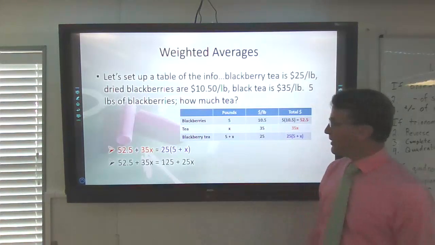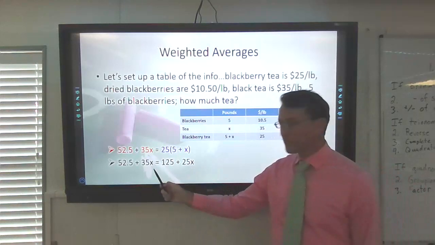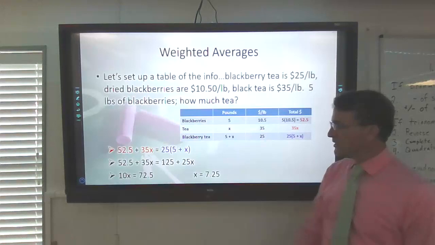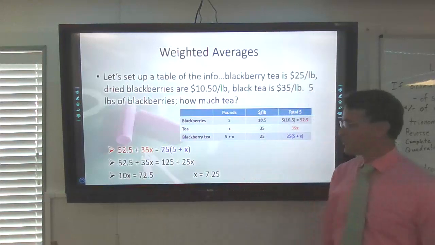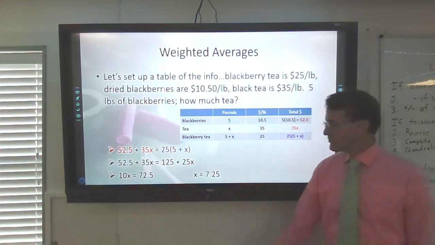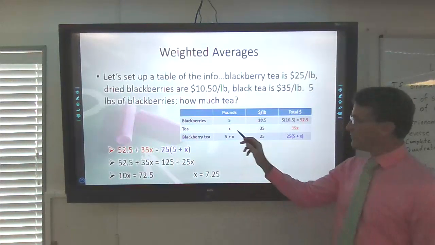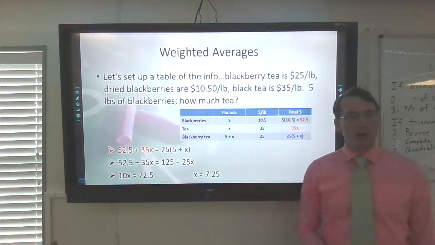Distributing that and then combining my terms, I'm going to go ahead and subtract 25x from both sides, and subtract 52 and a half from both sides. That gives me 10x is equal to 72.5. Dividing both sides by 10 gives me an amount of 7.25. So I need 7.25 pounds of tea in order to make the wanted mixture.